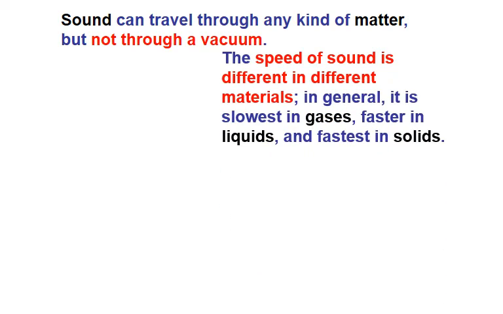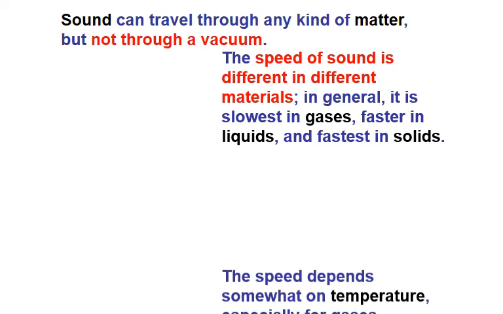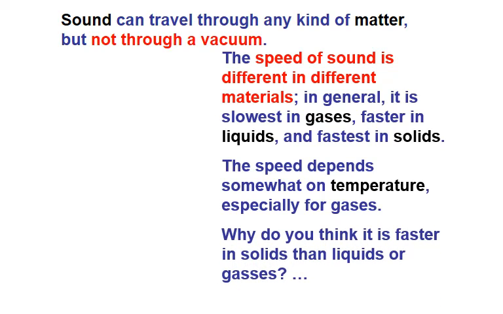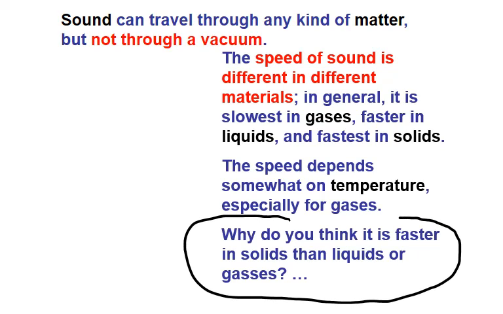And the medium will determine how fast the sound will go through the air or the material or whatever it is. And so in general, it's the slowest in gases, and then faster in liquids, and then fastest in solids. And then speed also depends somewhat on the temperature, especially for gases. So I asked the question, why do you think it's faster in solids than in liquids or in the gases? And most people talk about density, and that's essentially what's happening, right? You have the molecules that can propagate this wave more easily or more quickly because the molecules are close together.